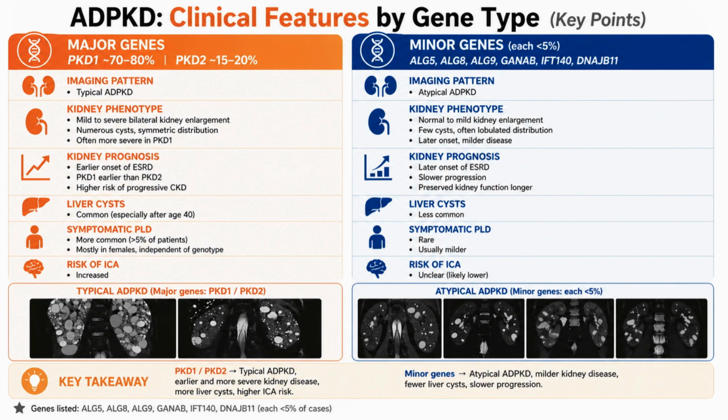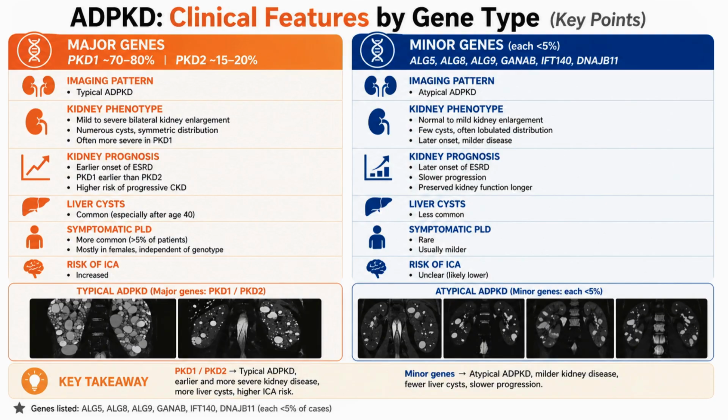Now let's simplify this complex table into the key clinical message you actually need in practice. The goal here is not memorization, but pattern recognition. First, divide ADPKD into two major categories: typical autosomal dominant, mainly PKD1 and PKD2, and atypical ADPKD, mostly driven by minor genes. PKD1 accounts for about 70 to 80% of cases.